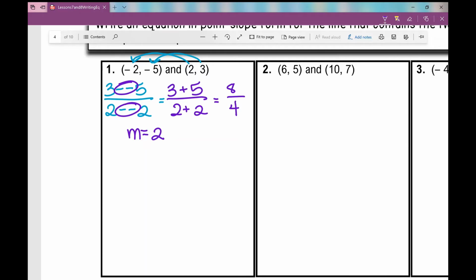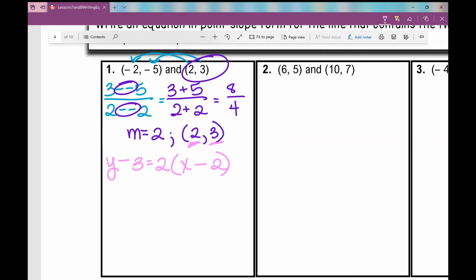And now what's the next step? I need to pick a point. Either point. Which one would you pick? I would pick this one right here. So now I'm going to write the equation of the line that contains this slope and passes through this point. It passes through both of those points, but I only need 1 point to write the equation of the line. So now let's write the equation in point-slope form. Y minus y1, which is that y value, 3, equals what comes next? Slope of 2, x minus that x value, which is 2.